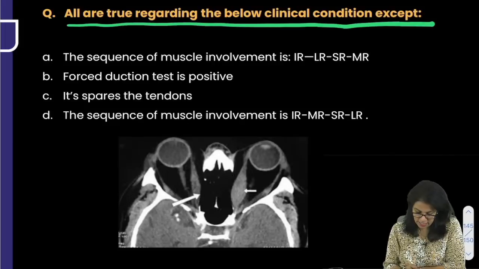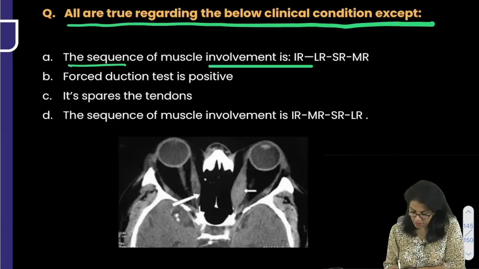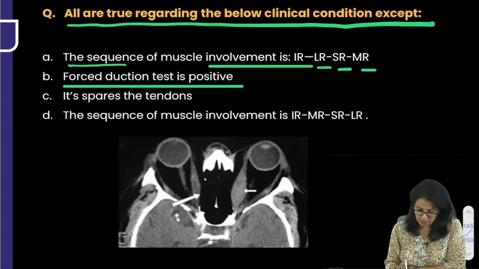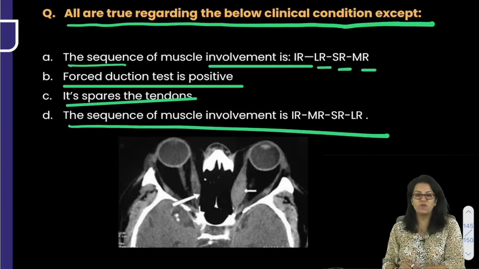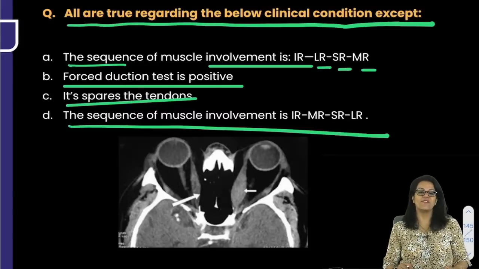Okay, let us see. The sequence of the muscle involvement is this: inferior rectus, then lateral rectus, superior rectus, medial rectus. Force duction test is positive. This looks correct. It spares the tendons. Yes, it does. Or the sequence is this. Okay, so we have to land up into which sequence the involvement is.